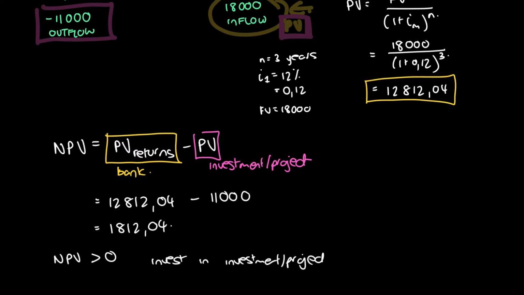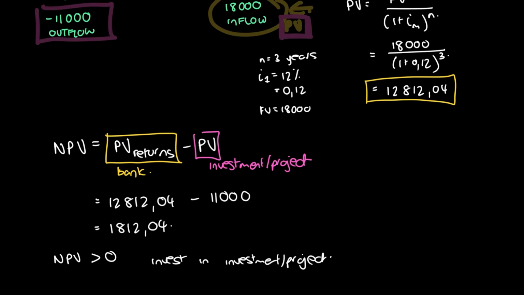Why? Because what this is telling us is that we would have to invest an additional 1,812 Rand in the bank to get the same outcome, the same future value, as if we invested in the project. So once again, just repeating myself here, the NPV is equal to the PV of returns, that's the present value that you would have to invest in the bank to get the same return as your project's investment, minus the present value of the project.